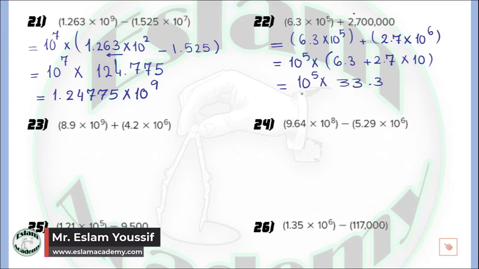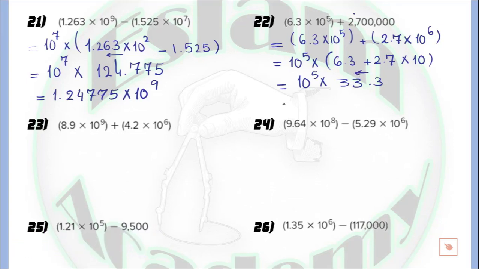If you look at the number, you will find that this number is not written in scientific form. We need to move the decimal point one place to the left. Once we move the decimal point to the left, it means the power now will be increased. So the number now will be 3.33 times 10 to the power, we move one place to the left, it means the power will be increased by 1, so the power now will be equal to 6.